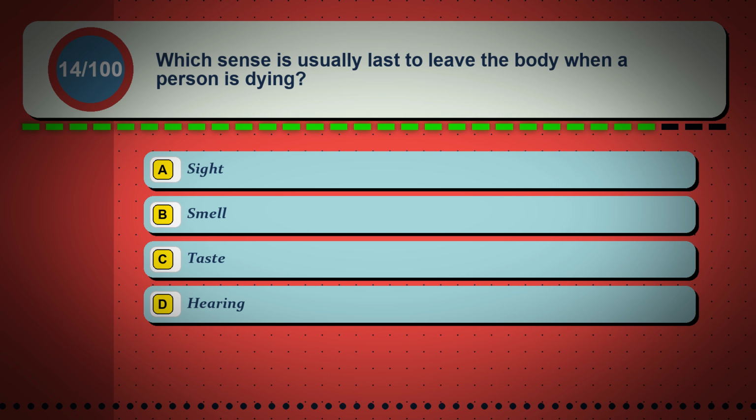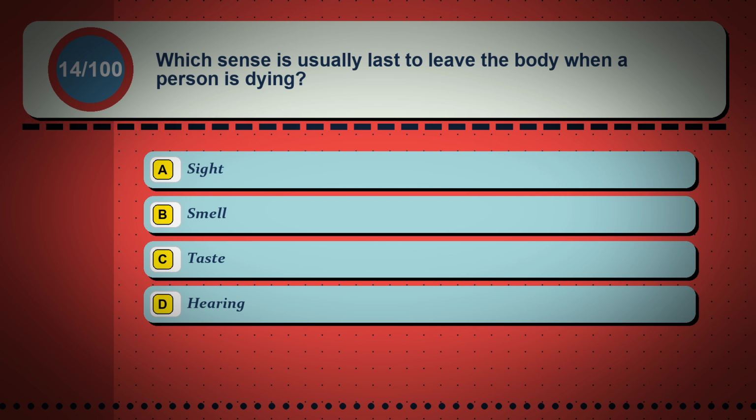Question 14. Which senses usually last to leave the body when a person is dying? Option A. Sight. Option B. Smell. Option C. Taste. Option D. Hearing.